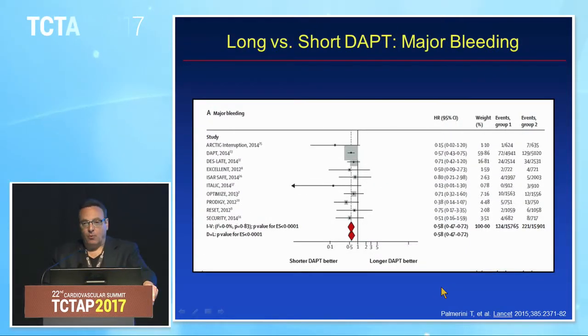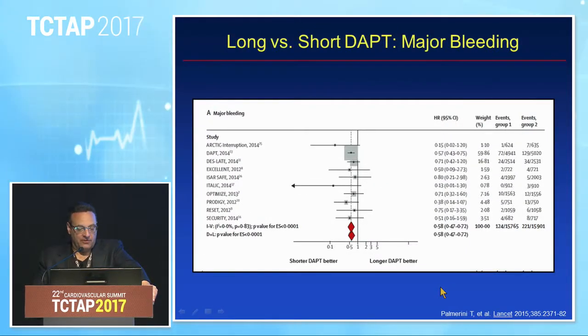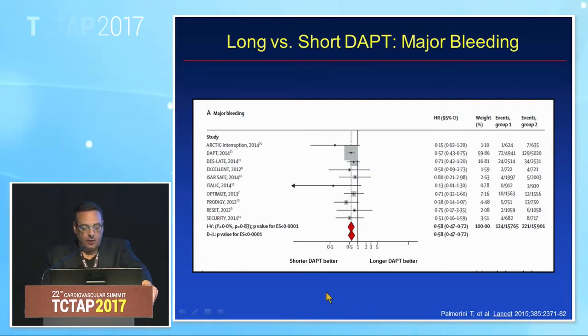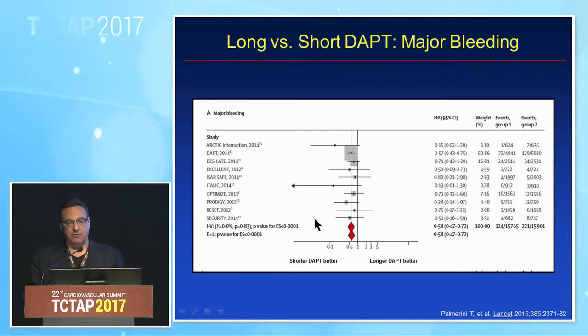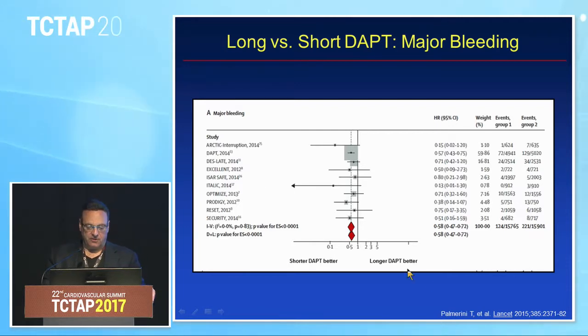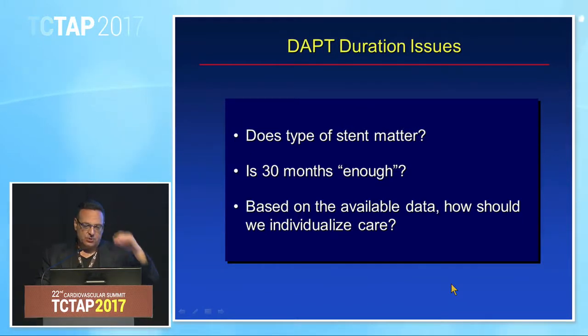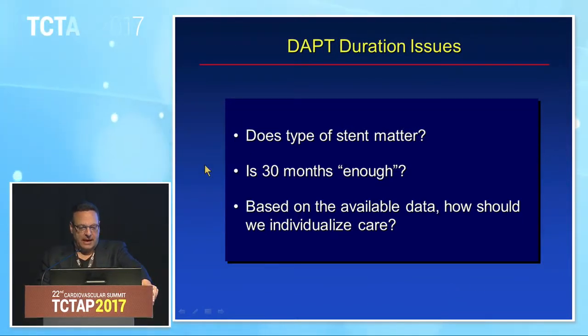Why it's not an easy decision, though, is that long-term DAPT consistently increases bleeding, which is fairly intuitive given the mechanism of action of enhanced antithrombotic therapy. So we have a clear situation where we have trade-offs: clear reductions in stent thrombosis, clear reductions in myocardial infarction, increases in bleeding, and negligible effects on mortality. In fact, some studies would suggest an increase in mortality.